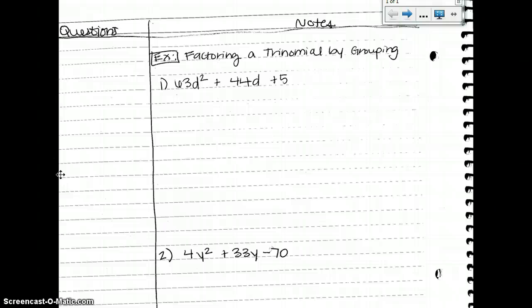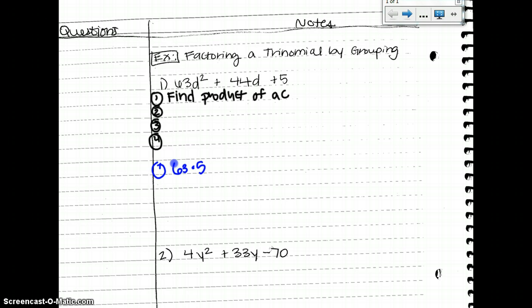Okay, we have a couple steps here that we are going to record down, and then we are going to follow those steps. Our first step is to find the product of AC. Do not go ahead and write 2, 1, 2, 3, and 4. And as we record these steps, we are actually going to do them down below. So for our first step, finding the product of A and C, we are going to do 63 times 5.